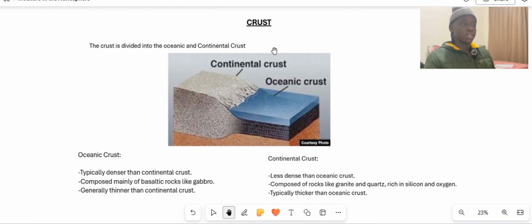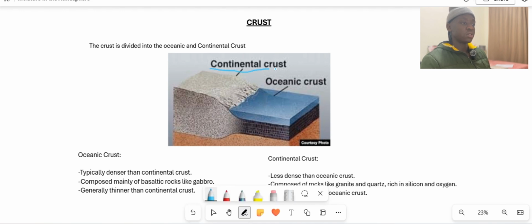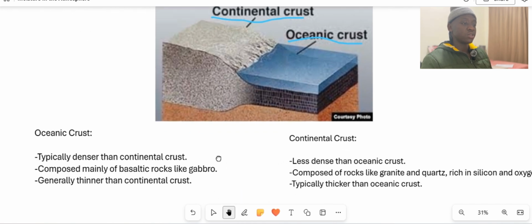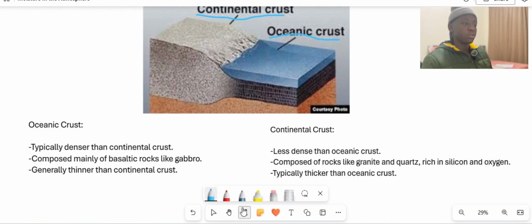So we come to the crust, as I said, that we're going to come back to the continental crust and the oceanic crust. Yes. So the crust is divided into two parts, which is the continental crust and the oceanic crust. So let's start with the differences or the comparison between the both of them. The oceanic crust is typically more dense than the continental crust. But the continental crust is the opposite. It is less dense than oceanic crust. Yes, that is the difference between the two.